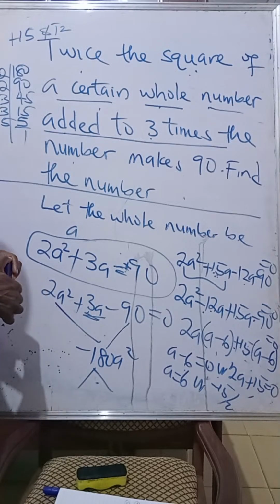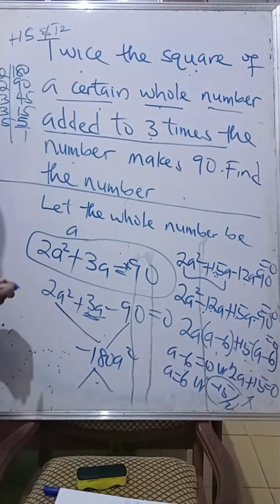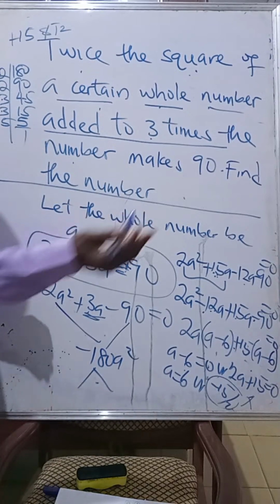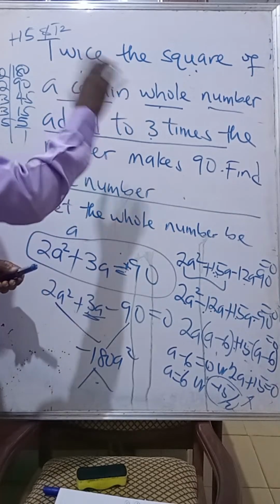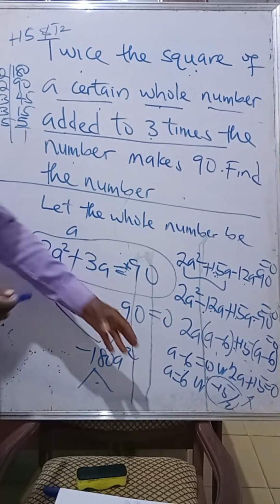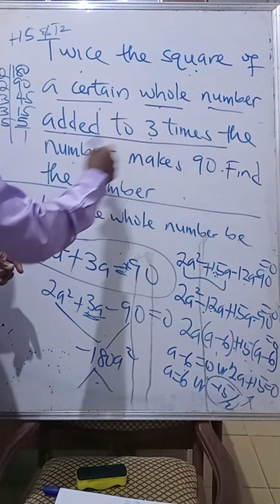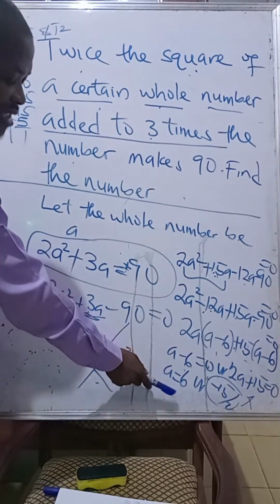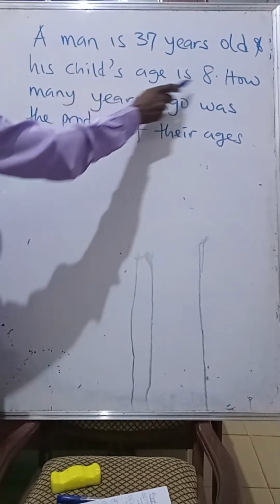But we've been told that it is a whole number. So this fraction, minus 15 over 2, cannot be one of the options. So we cancel that one out. We're talking of a whole number. So the whole number is 6. Okay. So twice the square of a certain whole number added to three times the number gives 90. The number is 6.